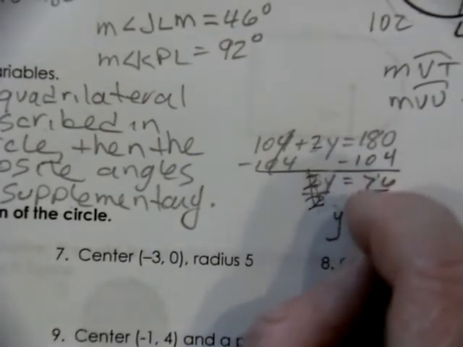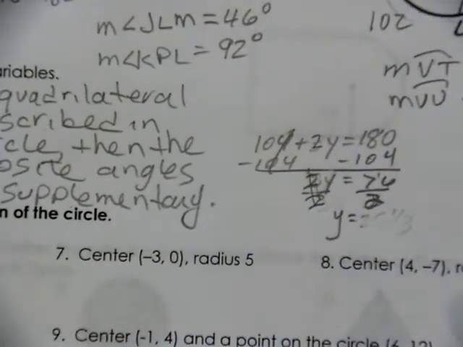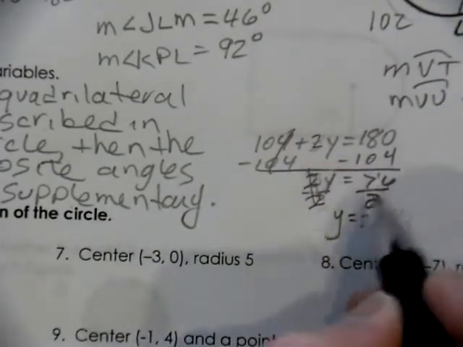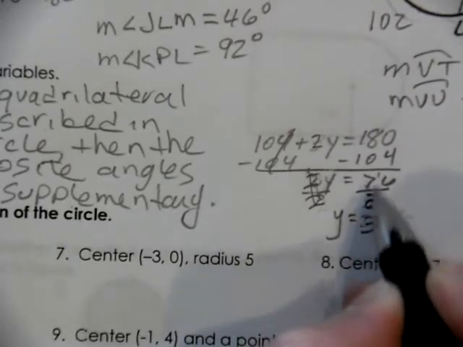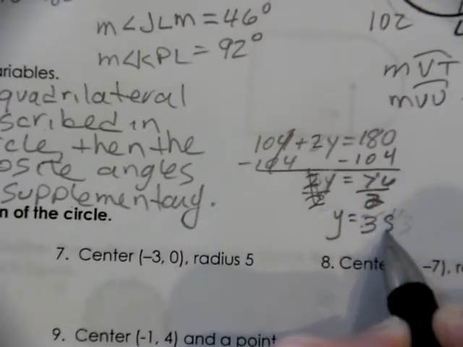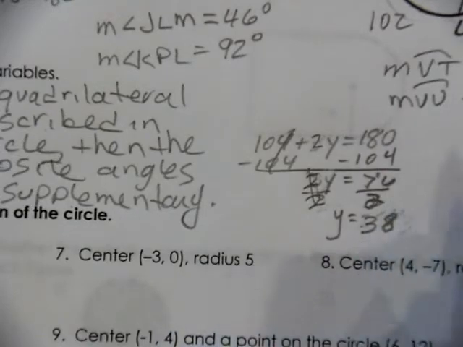I went back and checked my work real close and I noticed that, hey, I wrote down the wrong number. That's going to go into there 3 times with 1 left over, so that's 38. That's better.